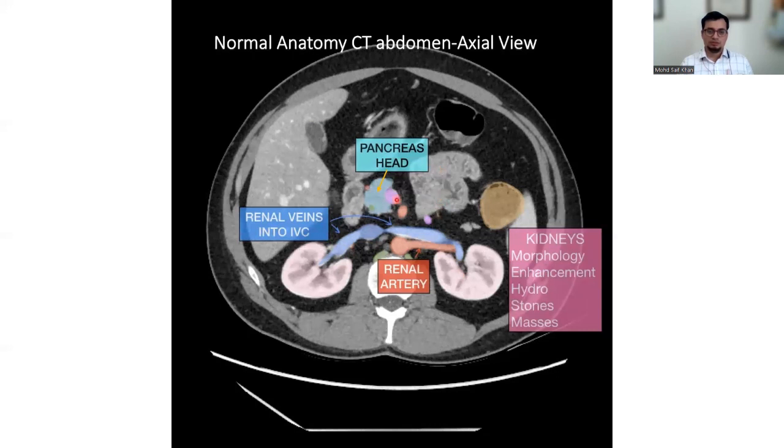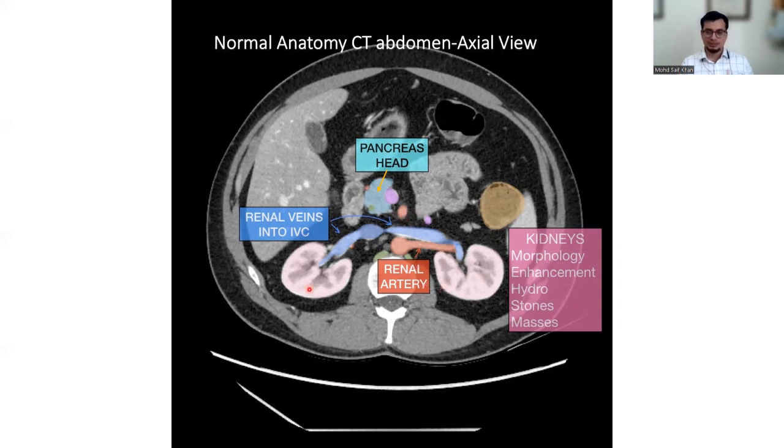Now, this is your pancreatic head. Medial to the pancreatic head, you can observe the superior mesenteric vein, and just adjacent to it is the superior mesenteric artery. If you trace that superior mesenteric artery down, you can see that it is going to embed into the mesentery, and it will supply the small bowel.